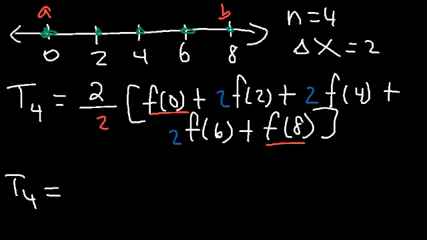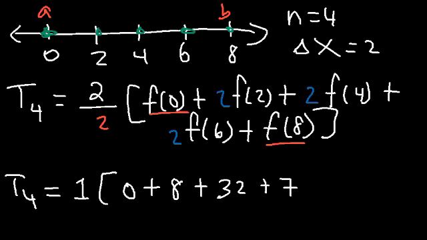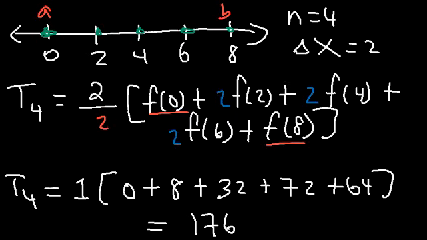F of 0, 0 squared is 0. And then f of 2, 2 squared is 4 times 2, that's 8. 4 squared is 16 times 2 is 32. 6 squared is 36 times 2, that's 72. And 8 squared is 64. We're not going to multiply that by 2. So 8 plus 32 is 40. 40 plus 72 is 112. Plus 64. This is equal to 176.